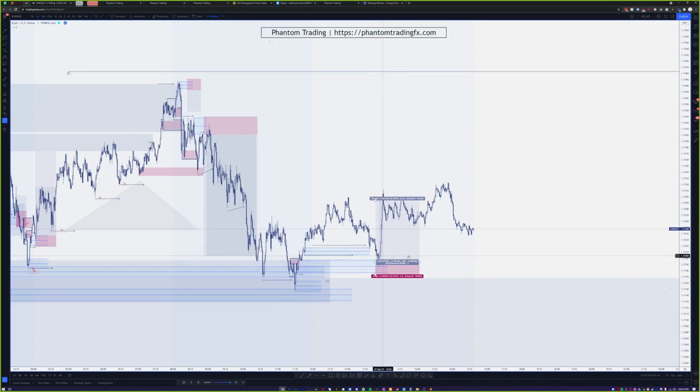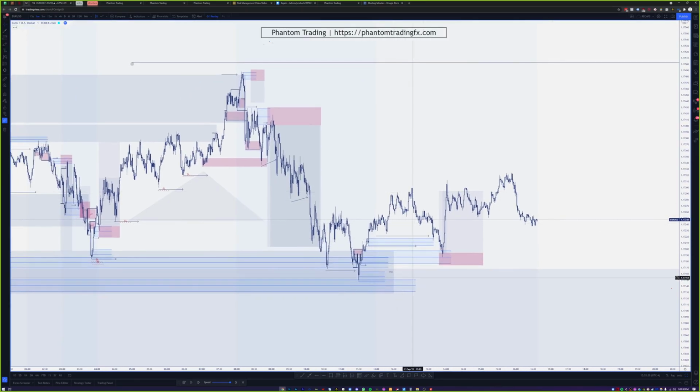Again, I wasn't even at the computer for this, so I wouldn't have caught it. Hey, Rob. Hey, what's up, Michael?